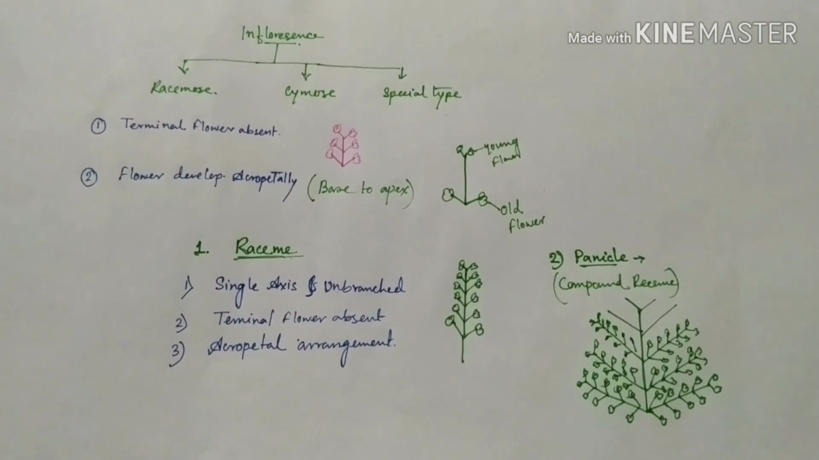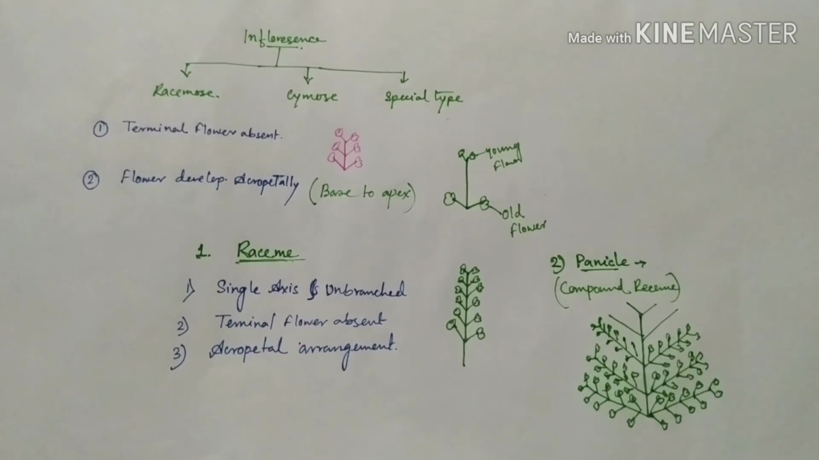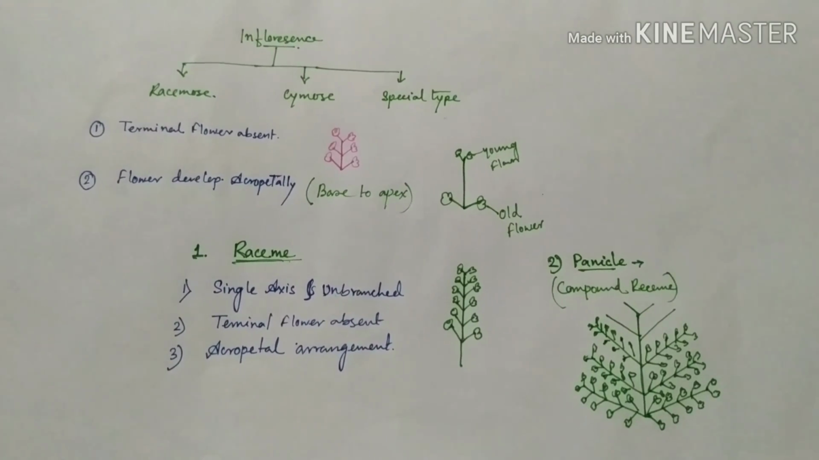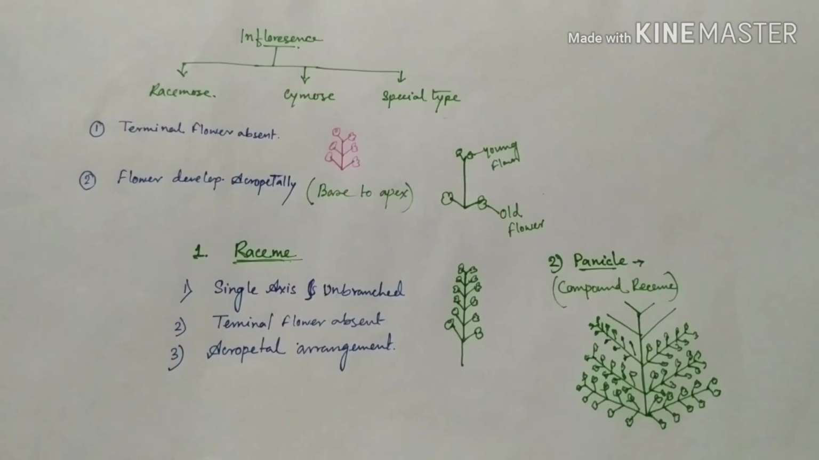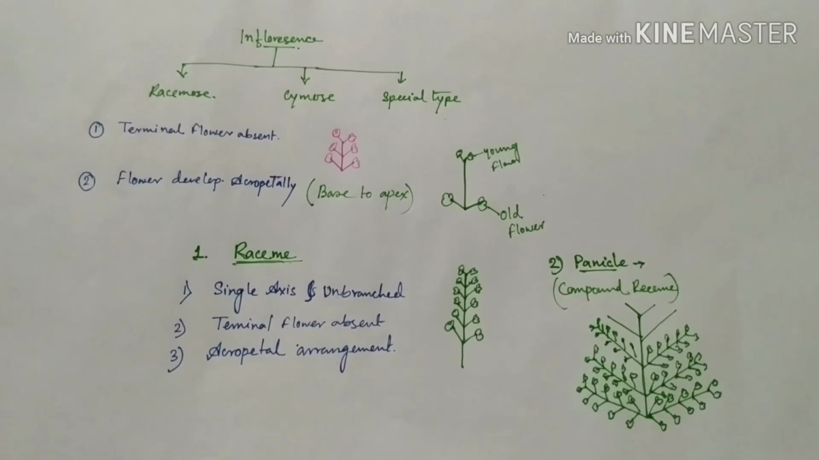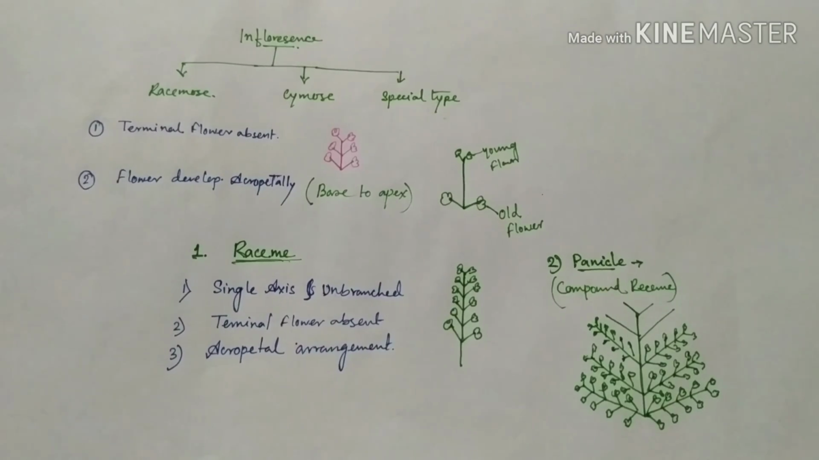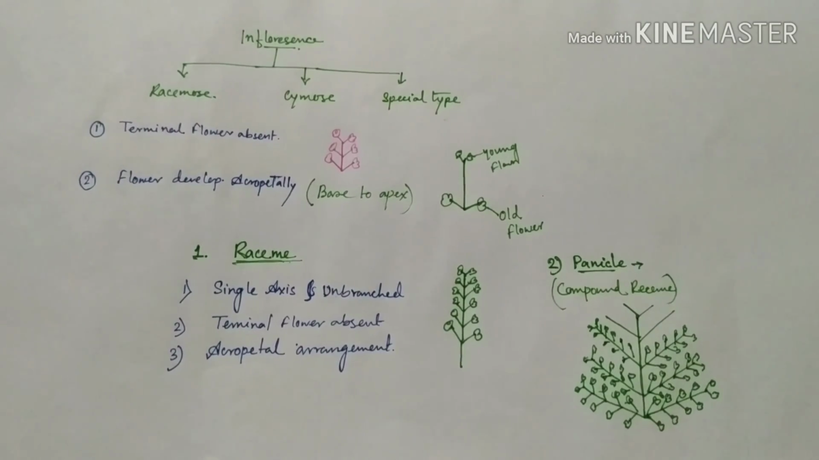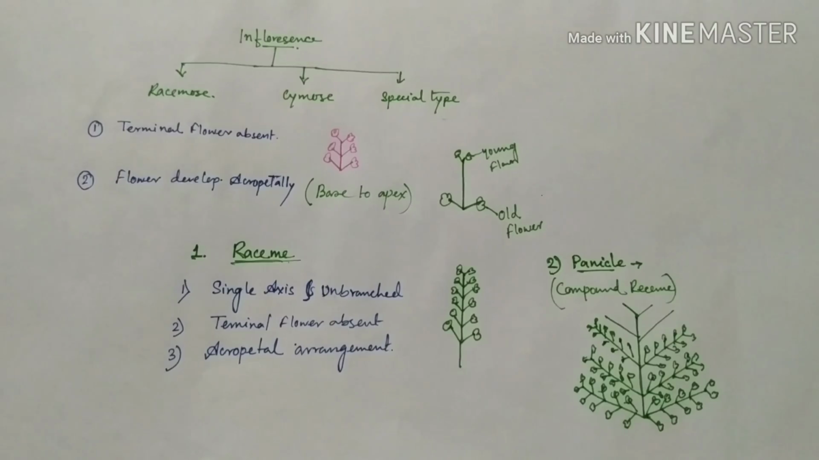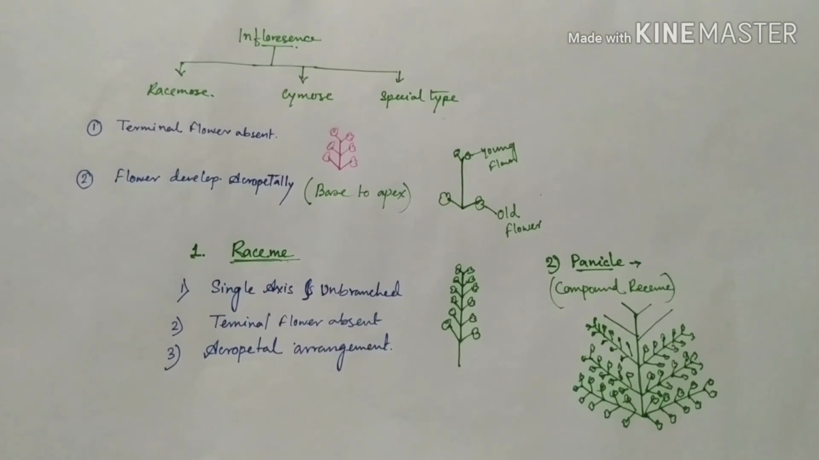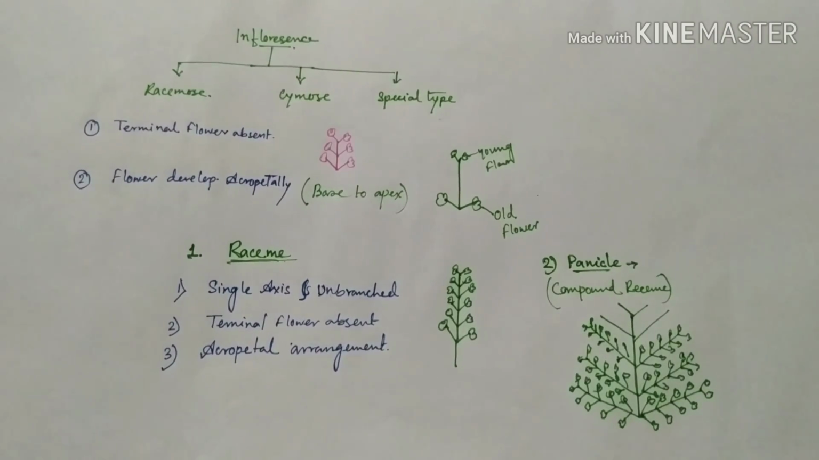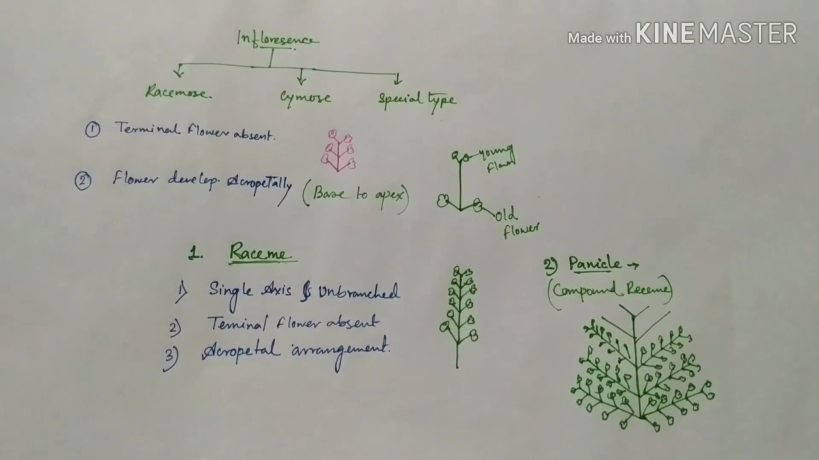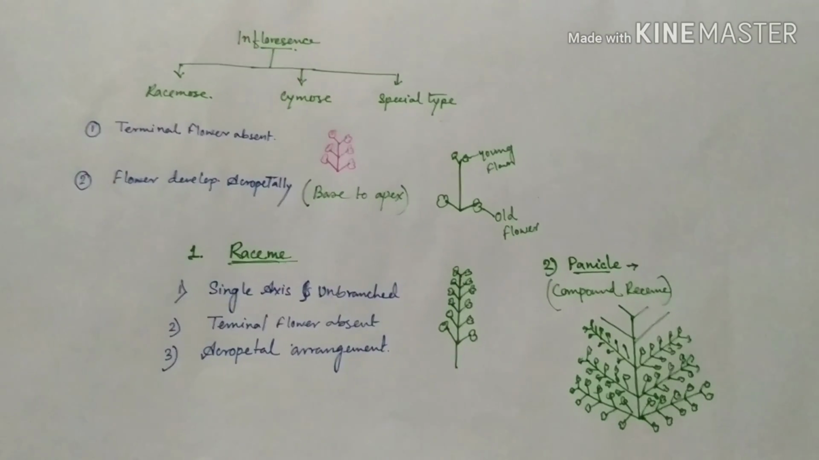In case of raceme, raceme contains a single axis or single rachis, but in case of panicle, our main axis produces lots of rachis which are arranged acropetally, and then these rachis contain flowers in raceme arrangement. So this is called panicle inflorescence. Okay, next inflorescence is spike.